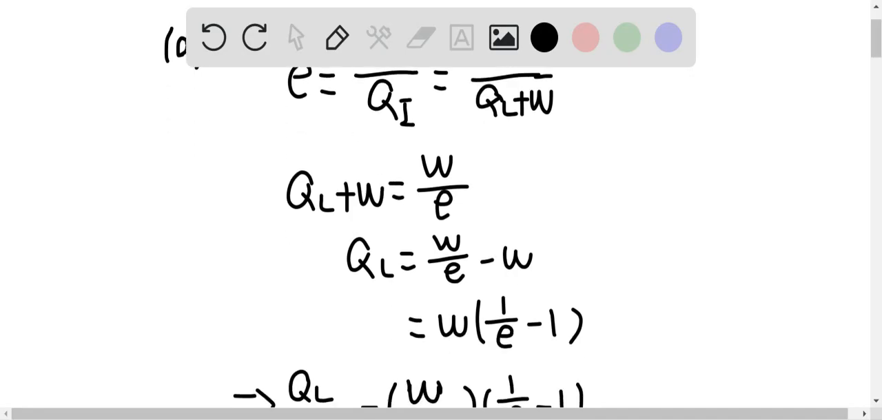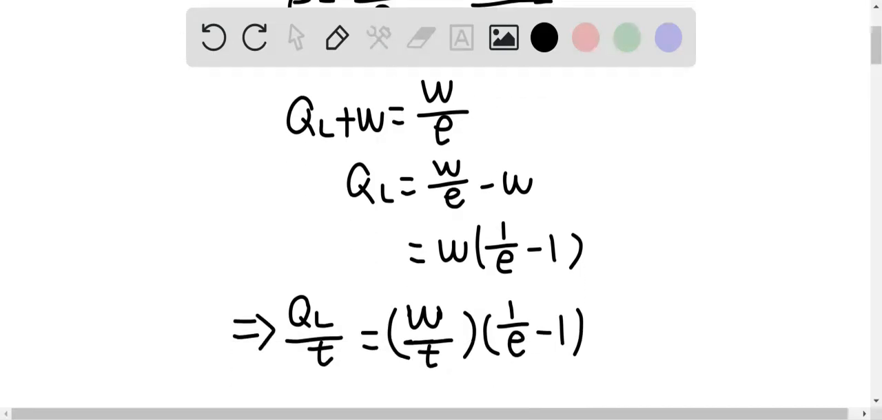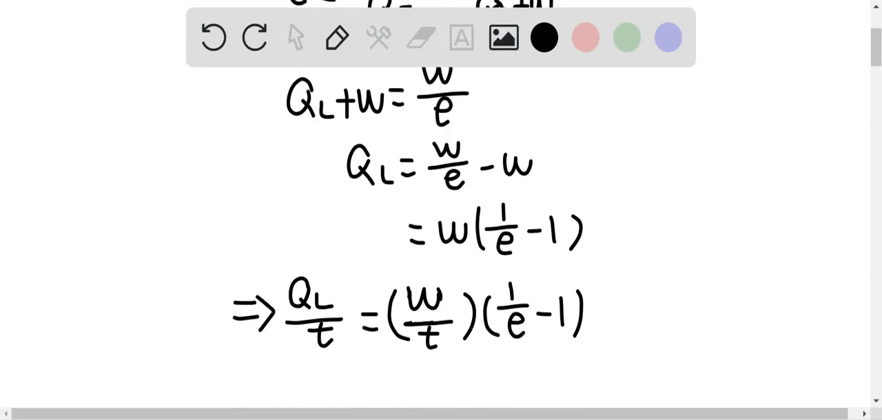Which means that QL plus W is equal to W over E. Therefore, QL is equal to W over E minus W, which is W times 1 over E minus 1, where E is the efficiency. And we have QL divided by T equal to W over T times 1 over E minus 1.